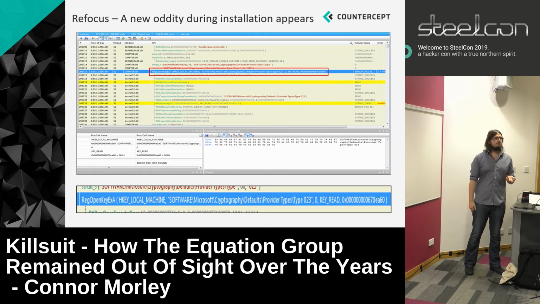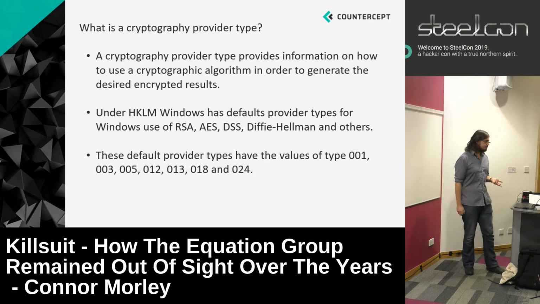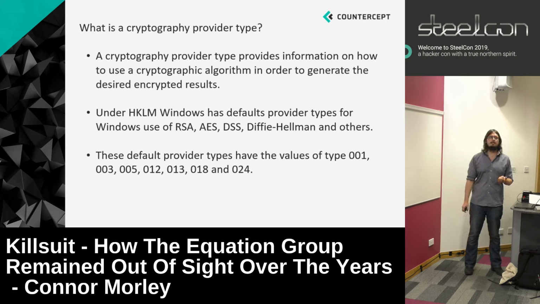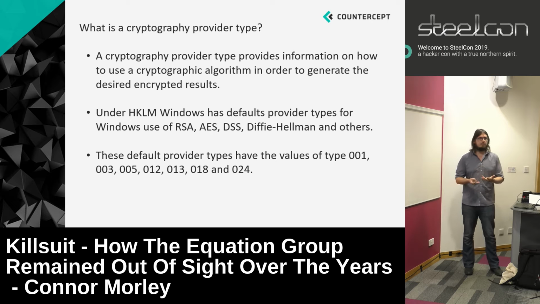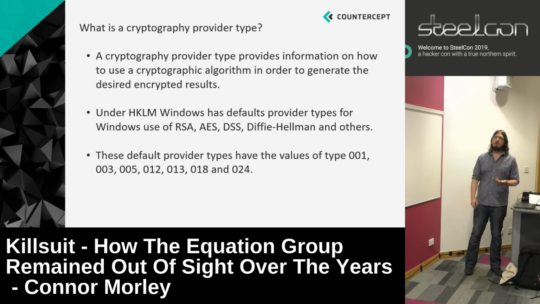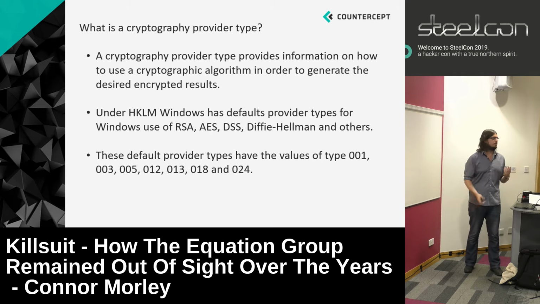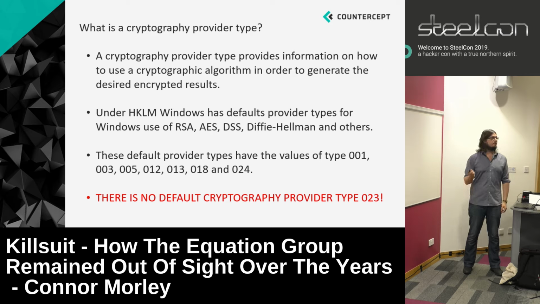The first thing to note is, what is a cryptographic provider type? A cryptographic provider type is basically a description of how an encryption algorithm is to be used and what values it's to use in order to get the output that they require. So Microsoft includes a number of them by default for RSA, AES, and so on and so forth, so that it's uniform across all of their machines. And it has types 1, 3, 5, 12, 13, 18, and 24. It does not have a default provider type of 23. So this provider type is actually an abnormality from the default values that Microsoft provides.